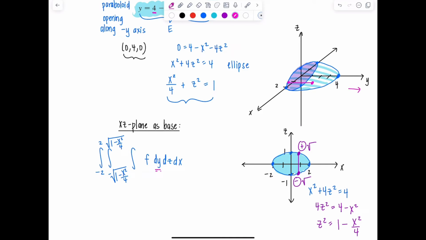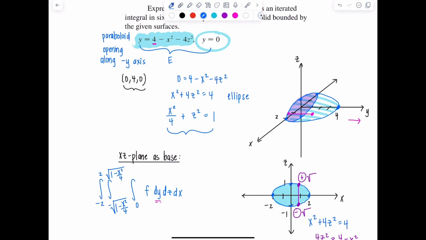So lower limit's going to be 0. Upper limit is the paraboloid, but remember these are limits for y, so I have to give y equals, and that's already ready to go here, 4 minus x squared minus 4z squared. All right, are you surviving?